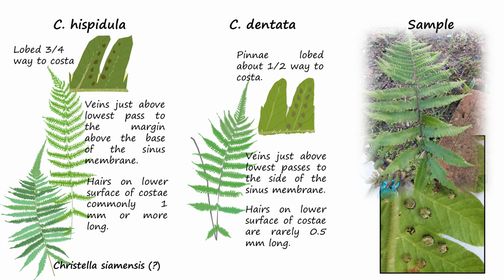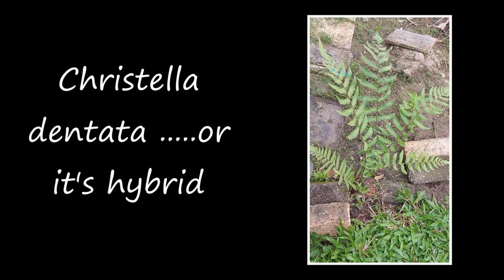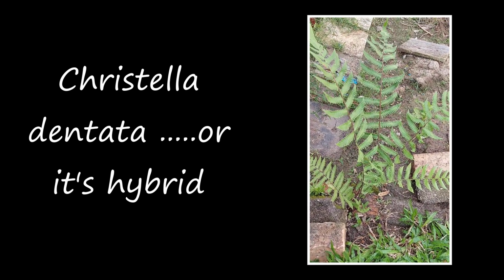Christella hispidula has been reported as being differentiated from Christella dentata by its pinnae lobed more than halfway to the costa, hairs on lower surface of costa commonly 1 mm or more long, and veins just above the lowest passing to the margins above the base of the sinus membrane. In Christella dentata, pinnae are lobed about halfway to costa, hairs on lower surface of costa are rarely 0.5 mm long, and veins just above the lowest passes to the side of the sinus membrane. Based on these characteristics, the species sampled is most probably Christella dentata or its hybrid.